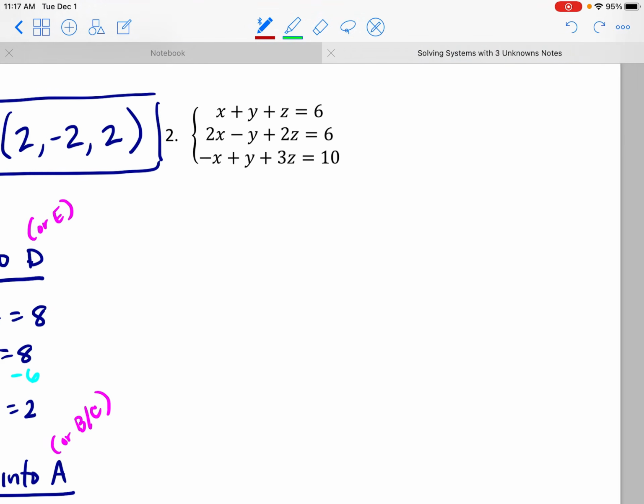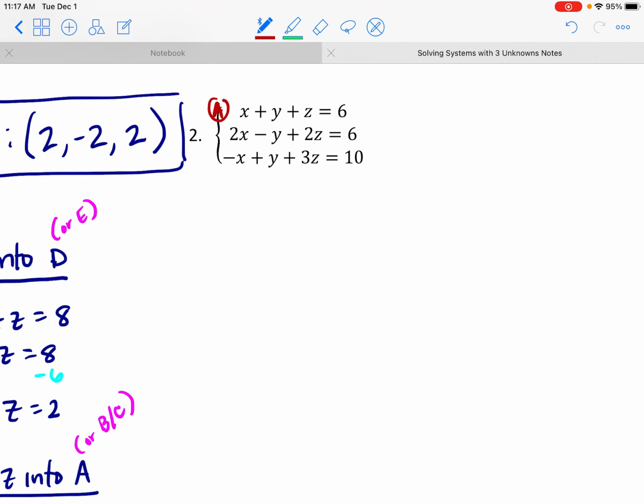Okay, so again, let's just organize. I'm going to call this equation A, this equation B, and this equation C. So I need to start by choosing two equations and eliminating a variable. It doesn't matter what we choose. It looks really easy to get rid of y's, and it looks really easy to get rid of x's. It doesn't matter.